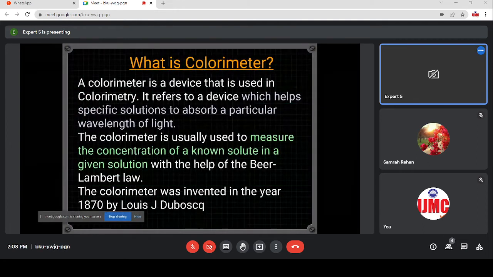So sir, let us come to our own topic, colorimeter. Principle, working and application of colorimeter. Basically it is a device that is used in colorimetry. It refers to a device which helps specific solutions to absorb a particular wavelength of light. The colorimeter is usually used to measure the concentration of a known solute in a given solution with the help of Beer-Lambert law. The colorimeter was invented in the year 1870 by Louis Dubois.